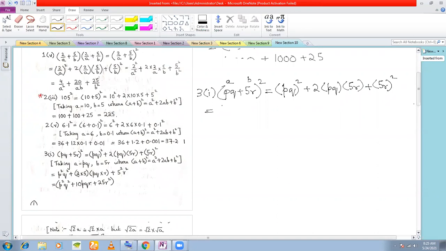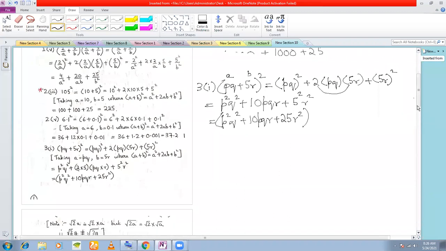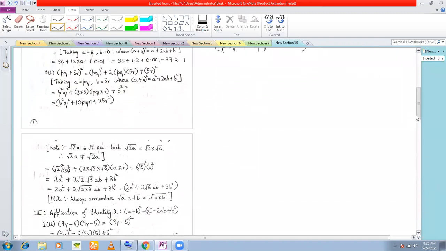So you get PQ whole square is P square Q square. Now how do you multiply this? Multiply 2 and 5 to get 10. And you have PQ and R. So you simply get 10 PQR plus 5 square R square. So you get P square Q square plus 10 PQR plus 25R square. This is 3 part 1.